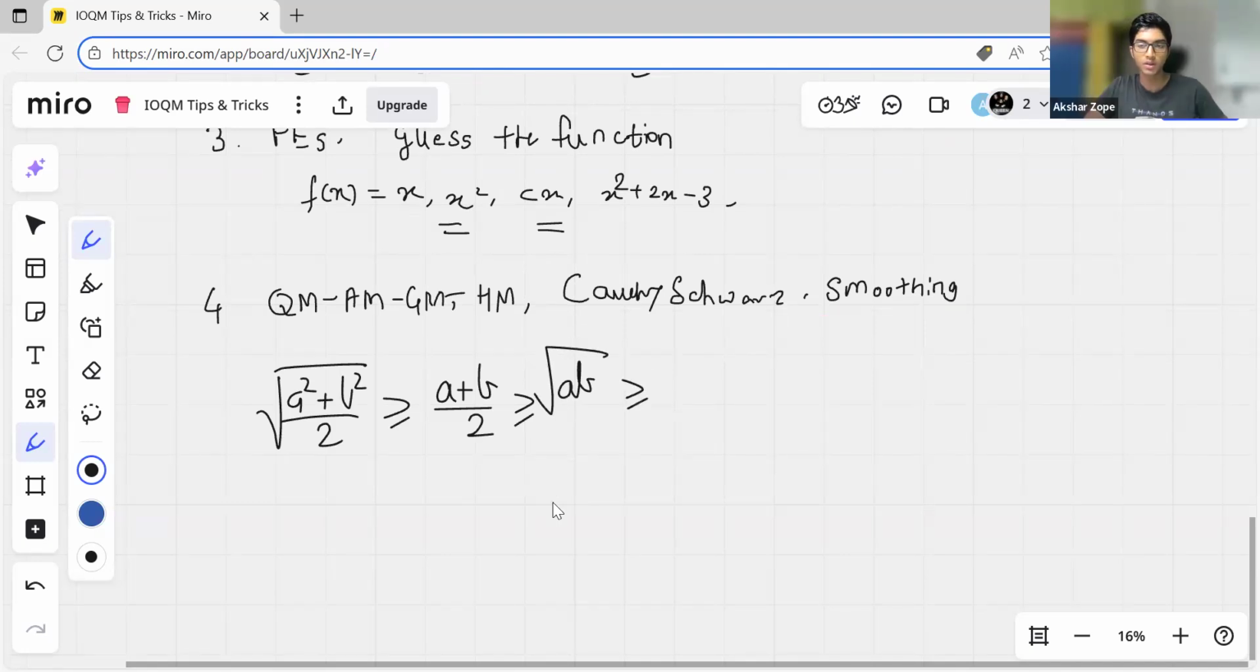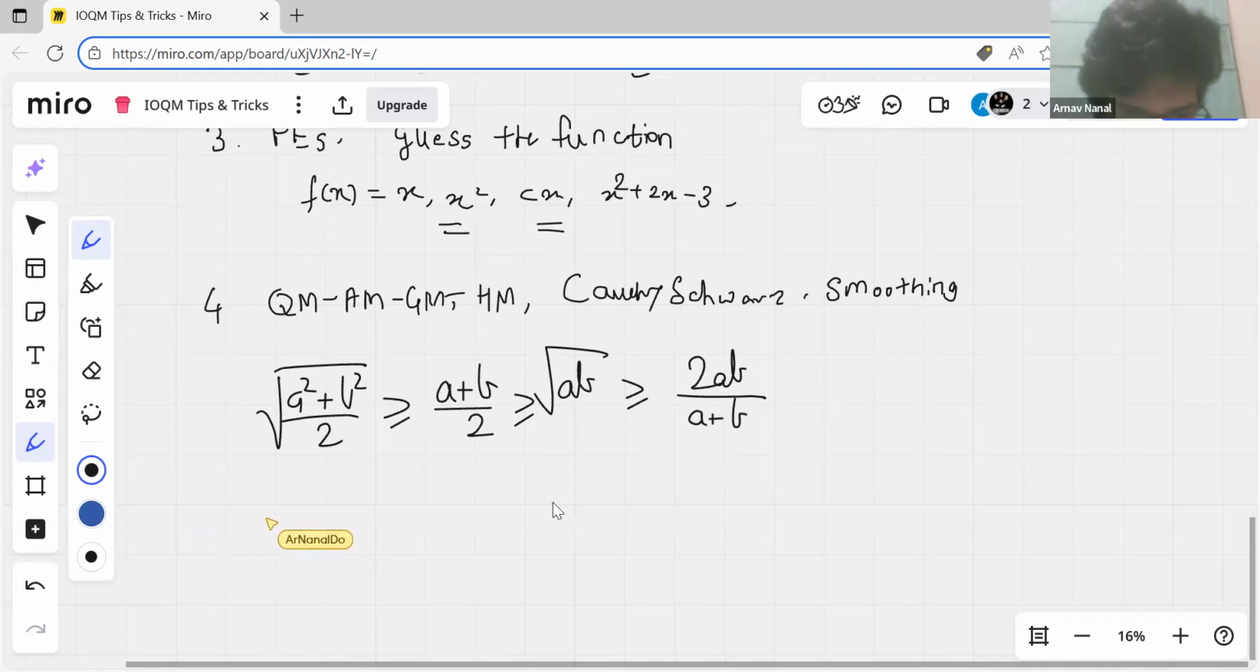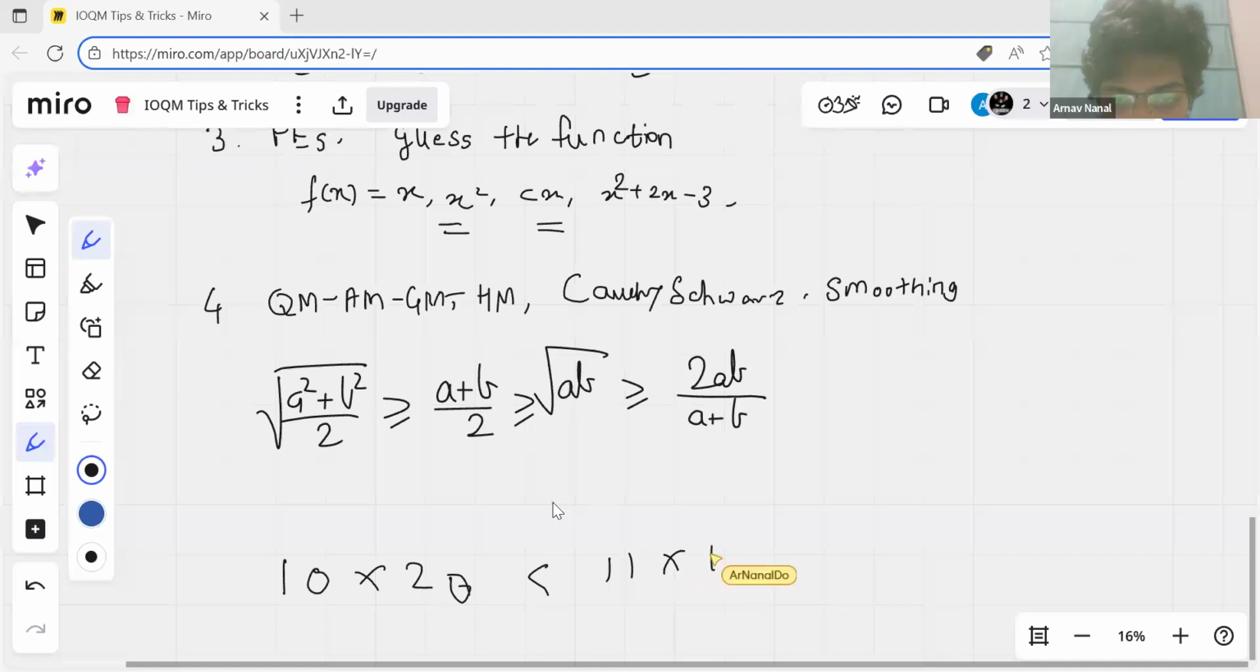What do you mean by smoothing? In smoothing, for example, if a plus b has a constant sum, the maximum value will usually be towards the middle, when you take a equals b, or in some cases when you take a and b as extreme values. So to give an example, if you have a constant sum and you're trying to maximize the product, you just try to bring the numbers closer. So you will have something like 10 into 20 is less than 11 into 19.